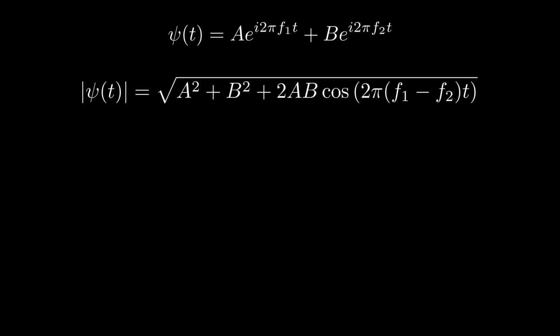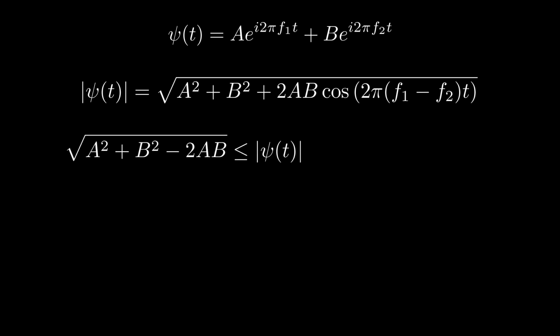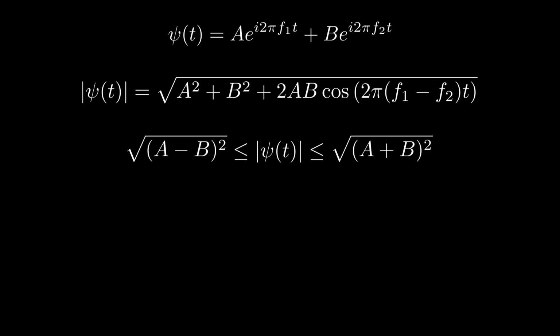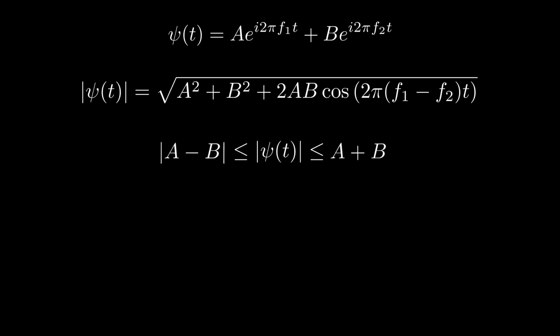Since cosine ranges from -1 to 1, we can note that the minimum value for the amplitude would be the square root of A squared plus B squared minus 2AB, and the maximum value would be the square root of A squared plus B squared plus 2AB. We can rewrite these bounds using the sums and differences of the squares of binomials. In the end, the bounds simplify to the absolute value of A minus B at a minimum and A plus B at a maximum. So that means you can only get the sum of two tones to dip periodically to 0 if they're of the same amplitude. Interesting, no?